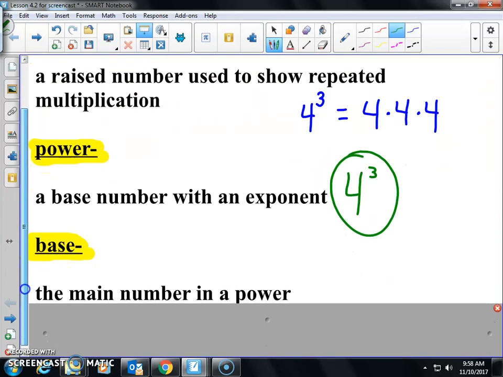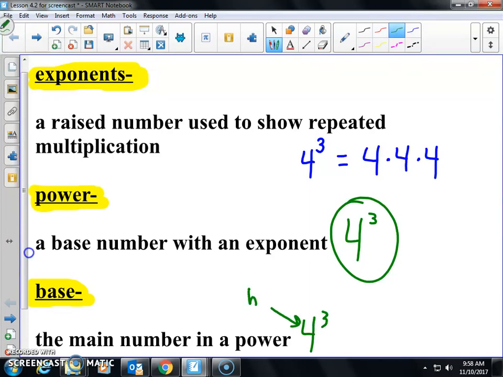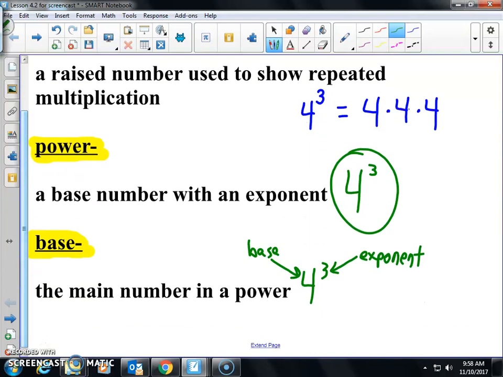And then the base is the main number in the power. So in our example, 4 to the third power, the 4 is considered the base, the 3 is considered the exponent, and the whole thing is considered a power. Okay? So 4 with an exponent 3, we read it as 4 to the third power. Now once in a while you'll hear somebody say 4 cubed. The word cubed in math means to the third power.